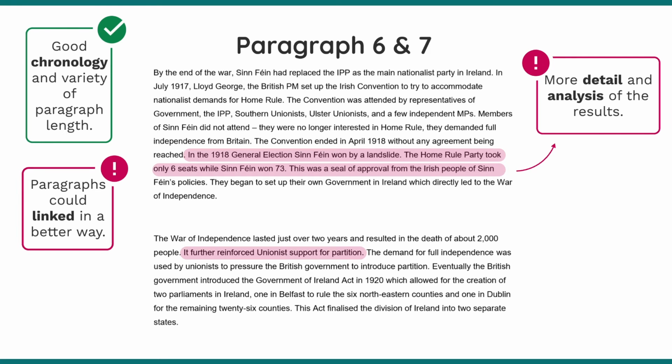Paragraph 7 mentions that it further reinforced Unionist support for partition in relation to the War of Independence. Well, how exactly did it do that? This essay is not about the War of Independence specifically, but this paragraph needs a couple of examples of events from the War of Independence that highlighted the increasing tension, the increasing violence, the overall support for the IRA, the hatred for the Black and Tans, all of those things which further polarised Ireland into those two communities of nationalists and unionists, which ultimately leads to partition. So that just needs to be elaborated on a bit more.